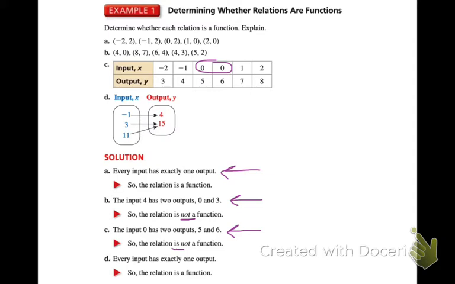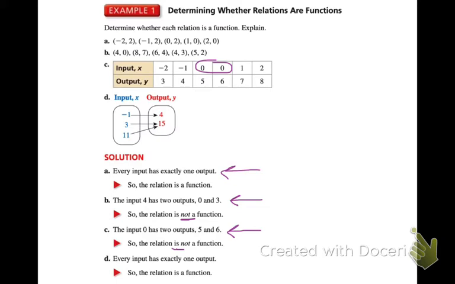All right, looking at D, you have the inputs of -1, 3, and 11. Notice that they are different. Even though -1 goes to 4, 3 goes to 15, and 11 goes to 15, you can have different inputs going to the same output. You just can't have one input going to 2 different outputs. So having arrows like this is okay.